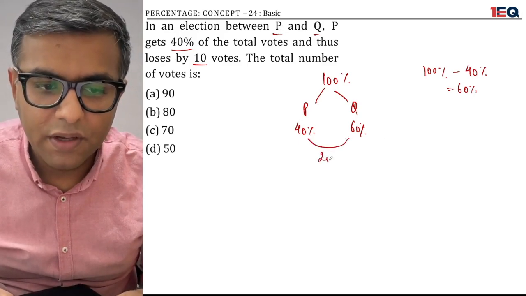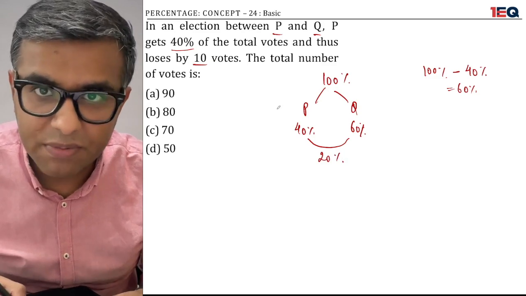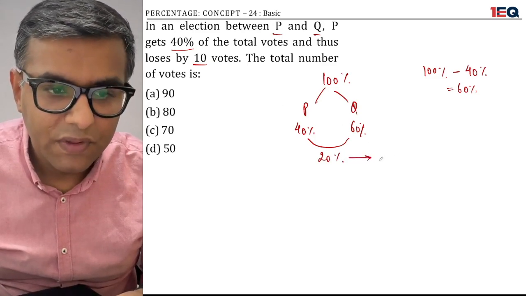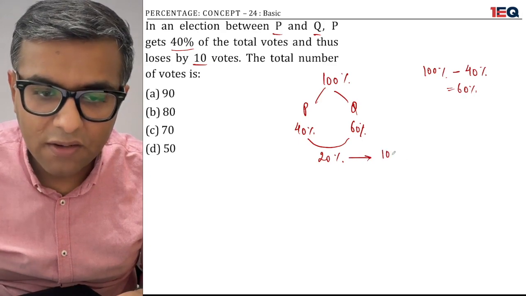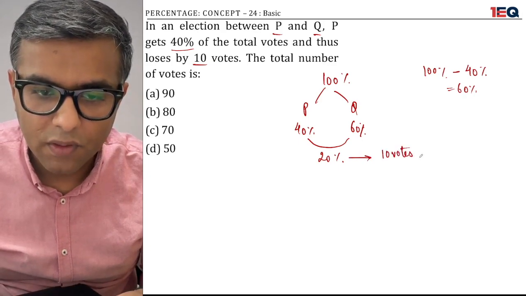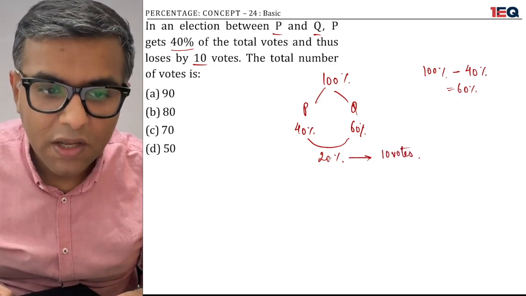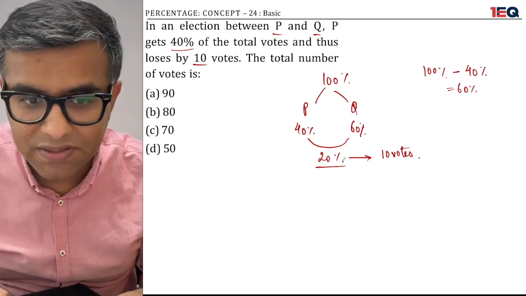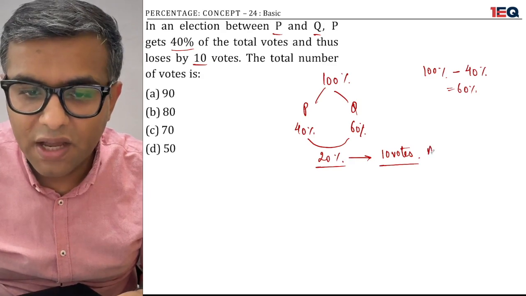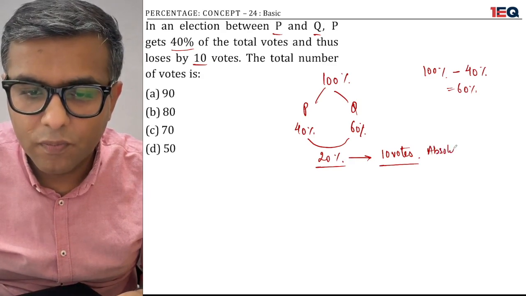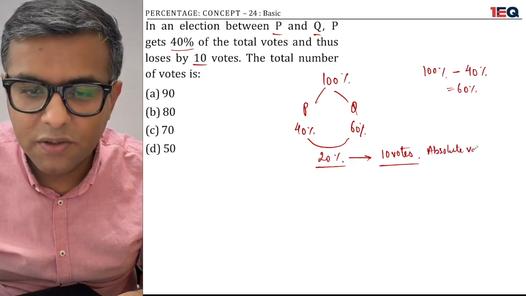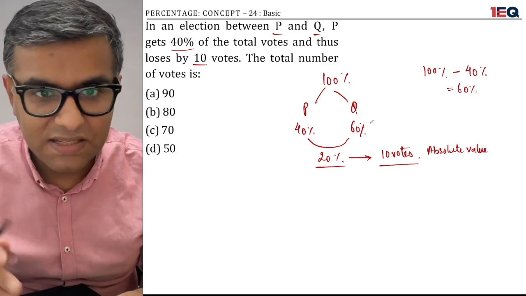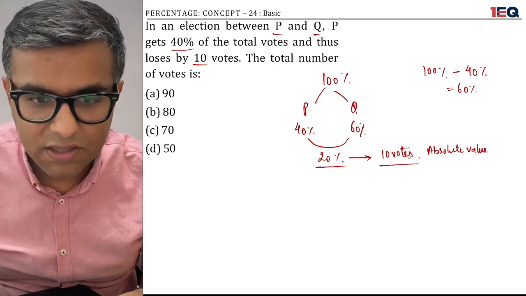The gap over here is 20%, the 20% of the total votes. The 20% gap that we have over here corresponds to a loss by 10 votes. Now what we have is percentages on the left hand side and an absolute value on the right hand side. So the question is complete here: 20% is equal to 10 votes.